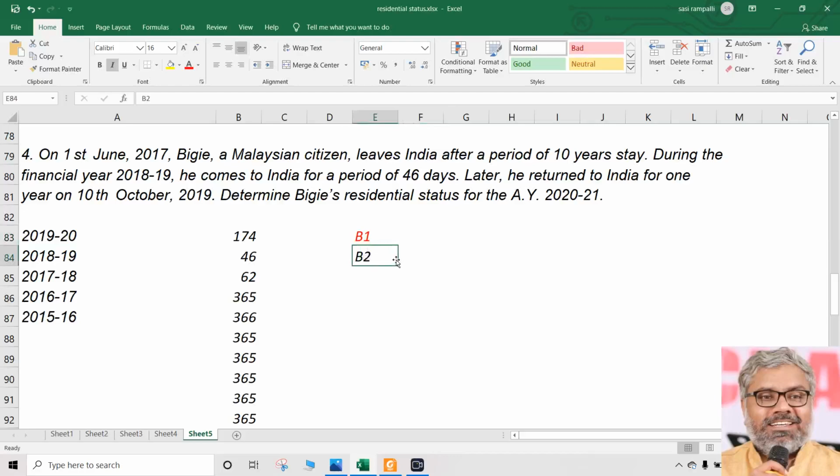So here the condition is that he should stay in India during the previous year for 60 days, plus he should have stayed in India for 365 days or more during 4 years immediately preceding the previous year. Once again, one by one. Did he stay in India for 60 days during the previous year? Yes. Did he stay in India for more than 365 days during the 4 years immediately preceding the previous year? Definitely yes, because 1 year is enough for 365. More than that, definitely he stayed. So basic condition number 2 is satisfied.